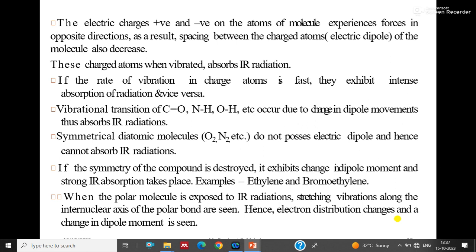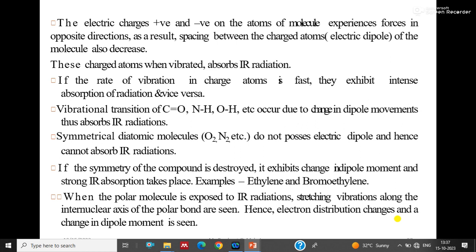Fifth, due to the presence of positive and negative charge, there are forces in opposite directions, so the distance between the atoms decreases. Next, when the atoms are vibrated, then IR absorption takes place. If the vibrations of the charged atoms are fast, then the IR absorption bands are intense. Next, CO, NH and OH show dipole moment. That's why they are absorbing IR radiation.